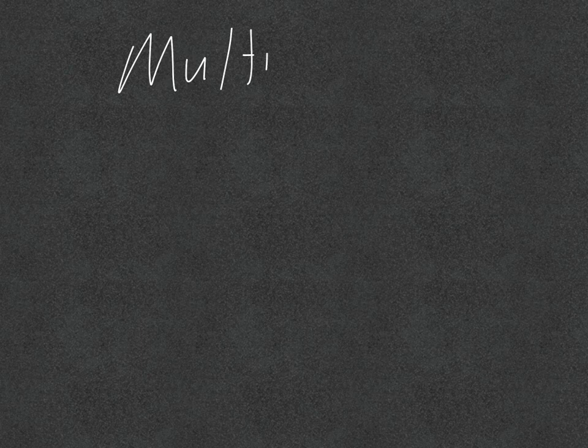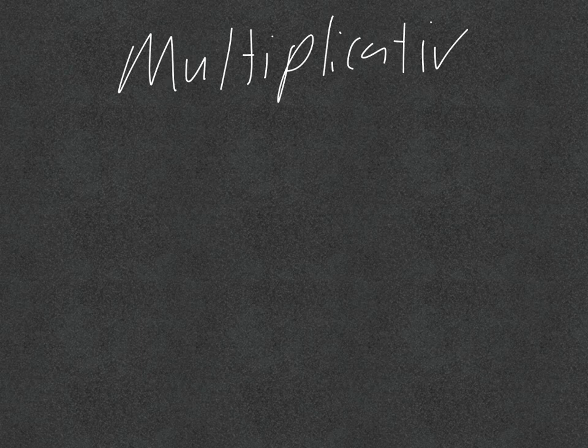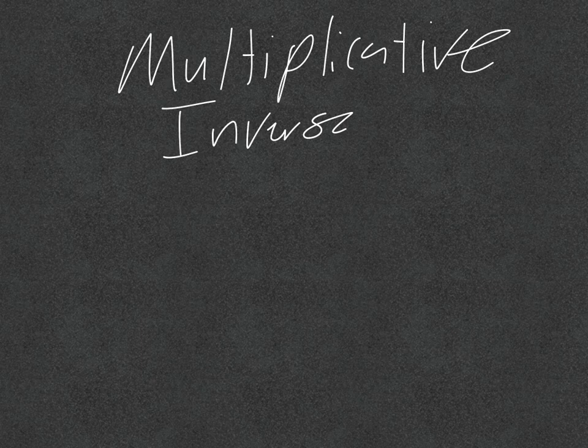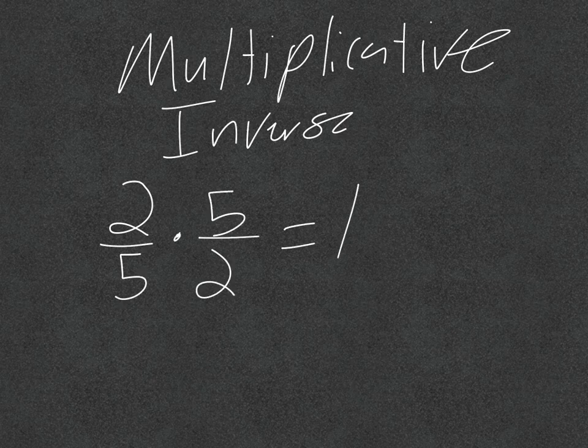And then the last property I want to talk about in this video is multiplicative inverses, okay? The multiplicative inverse. And we've started using this more as we've started solving equations. It's two numbers that multiply, or two numbers whose product is 1. So something like 2/5 times 5 over 2 equals 1. These are multiplicative inverses, right? 5 over 2 is the multiplicative inverse of 2/5.